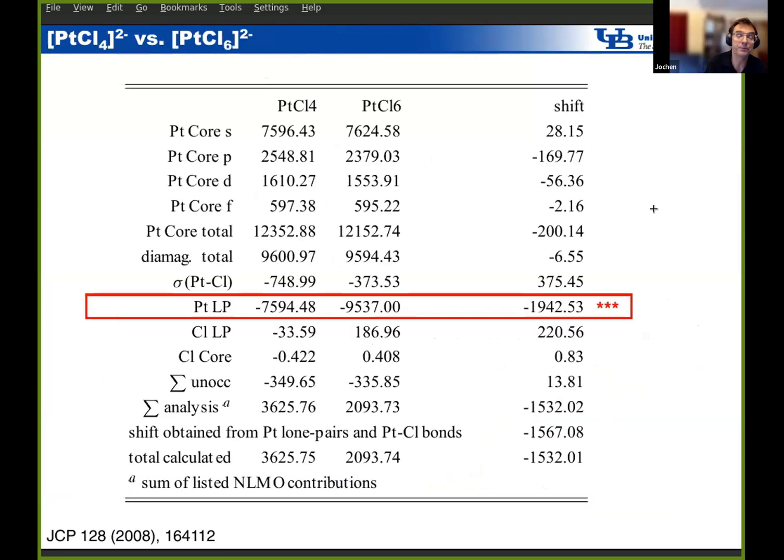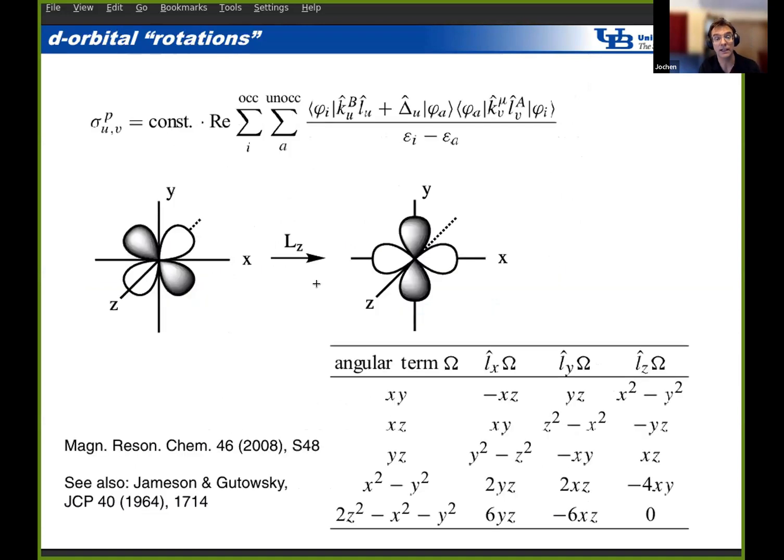And so as an example here, square planar PtCl4 versus octahedral PtCl6, both are 2- charged complexes. And then the shift is basically PtCl4 versus PtCl6 as the reference. And you can see that the total difference mainly has to do with contributions from the platinum non-bonding 5d orbitals. That is what produces most of the chemical shift between these complexes. And the analysis is also very clear in why this happens.